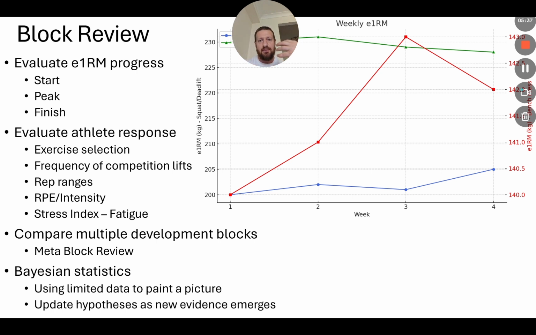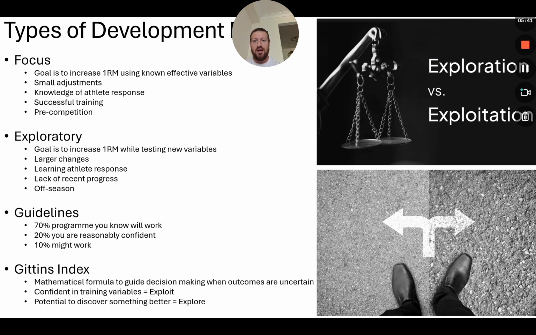Because sometimes the athlete might respond better at a later point. So there's 2 types of development blocks. So the first one is focus, and this is when you're increasing 1 rep max using variables that you know are effective. Generally, you're making small adjustments, and you're going to do this when you know the athlete well, when training has been successful, or before competition.